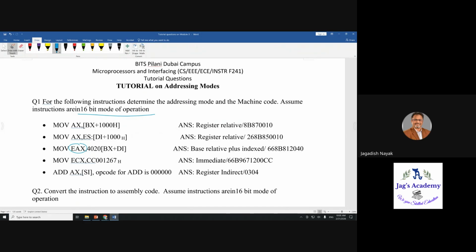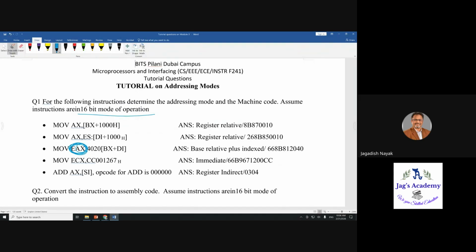You are trying to do only 16 bit mode operation, but in this case, having a 32 bit register is a violation. Such cases have to be dealt with, and what you're going to do is just put one prefix. This is the register size violation.